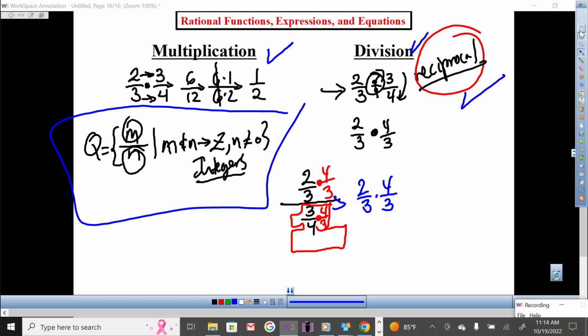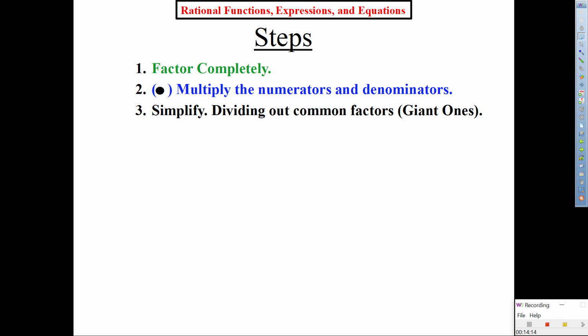Copy these steps down, please. Steps 1, 2, and 3 for multiplication. I'm going to use those same colors, so if you have your colored pens, get those ready. Step 1 says factor completely. Step 2, multiply the numerators and denominators. Step 3, simplify by dividing common factors or giant ones. Copy that. I'll give you some time. Funner by the minute. Here we go. So we're going to follow these 3 steps. Have at least 3 different colors ready.